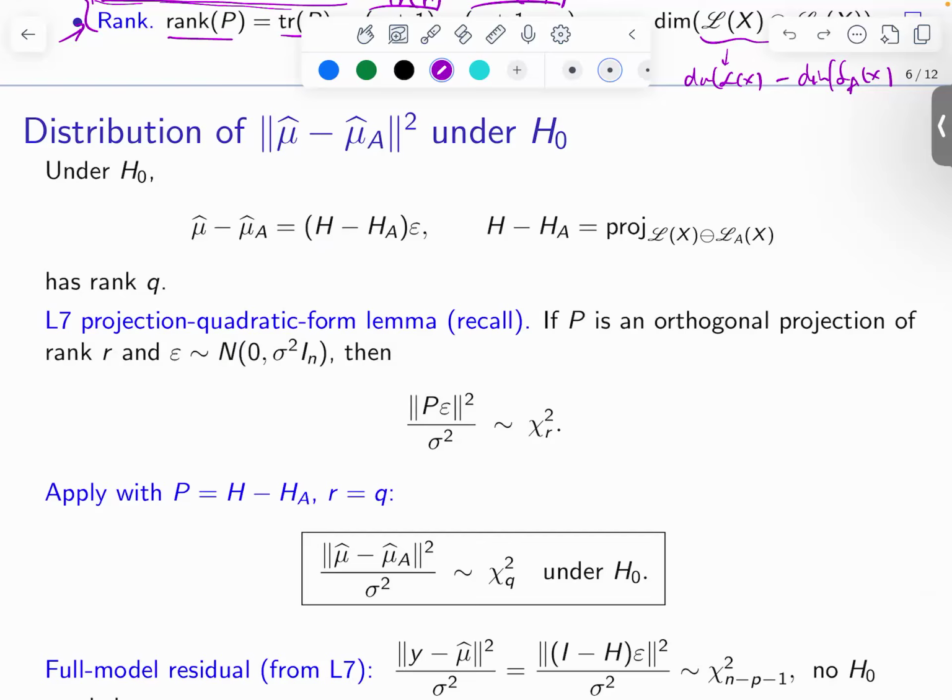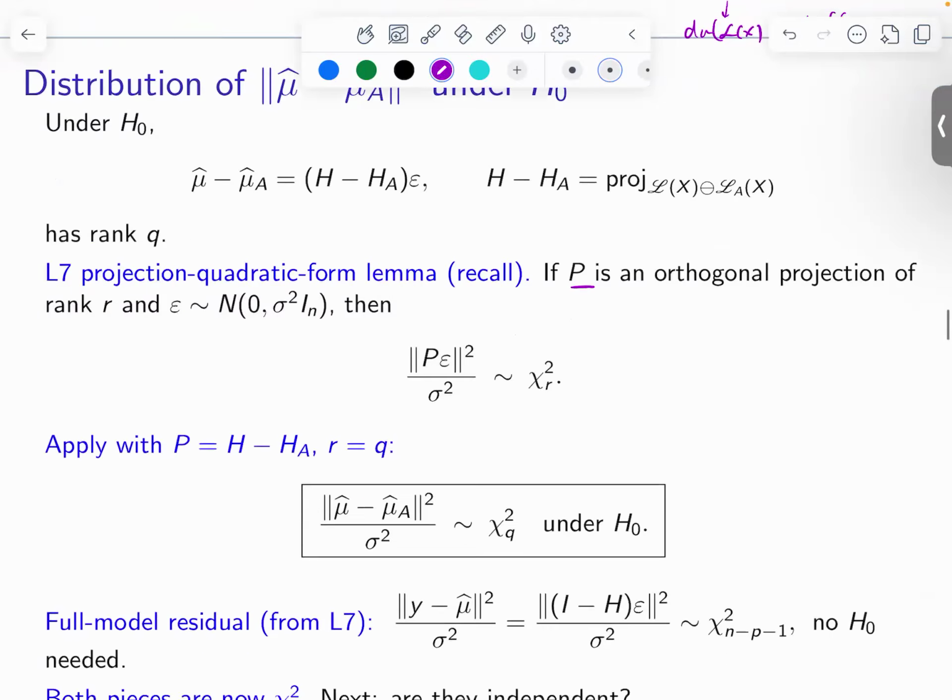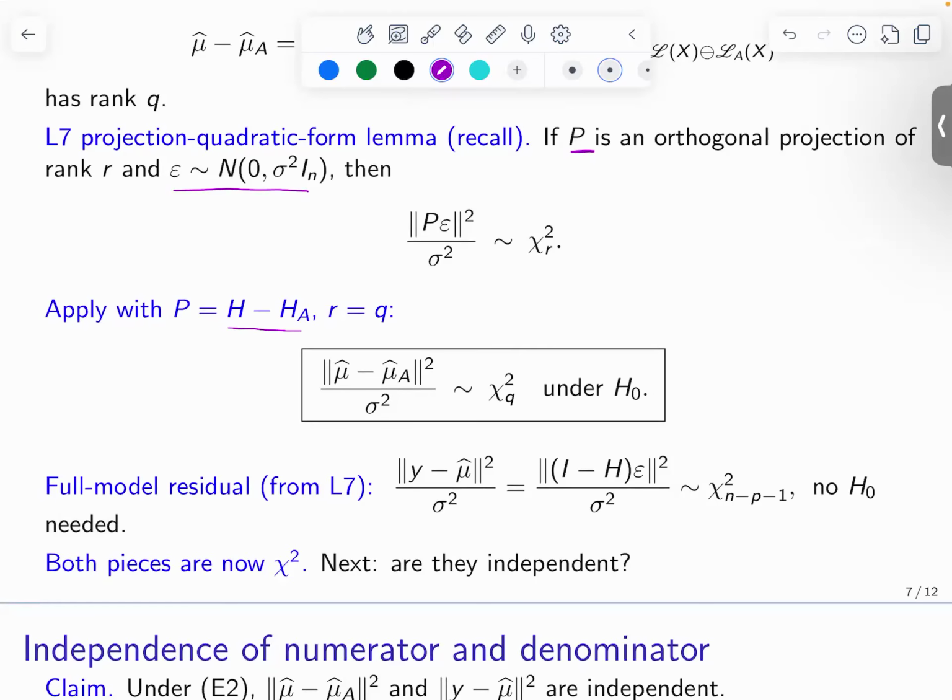We recall our result from lecture 7, that if you have an orthogonal projection matrix P of rank R, and you have a vector epsilon, normal with mean 0, covariance sigma squared In, then the norm of P epsilon squared divided by sigma squared would be chi squared with R degrees of freedom. And so we're going to apply it to P being H minus HA, where the rank R would be Q.